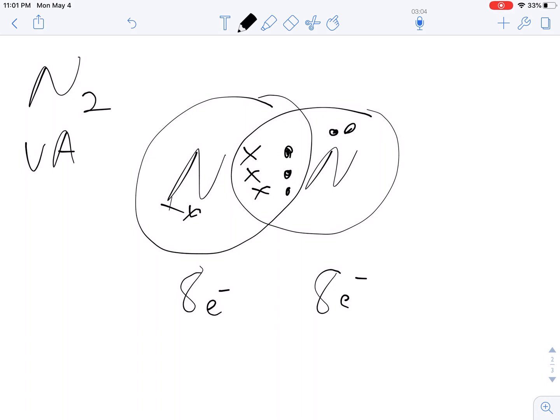Now to make it look a little bit prettier, I'm going to move these 2 electrons. I'm going to move those 2 electrons and just put them on that side, just so it's clear. And I'm going to do the same thing over here, just to make it look nice and pretty. All right? So each has 8 electrons around it.